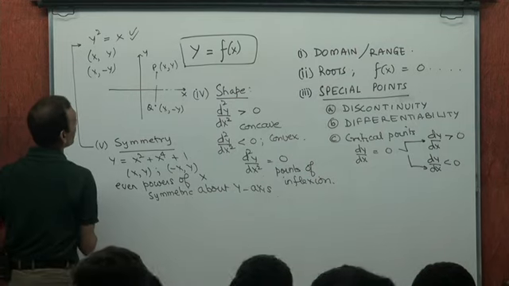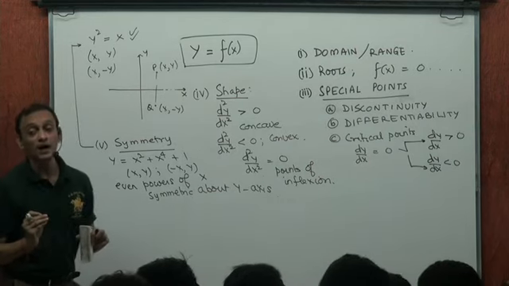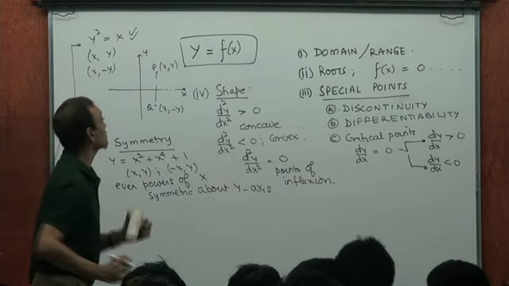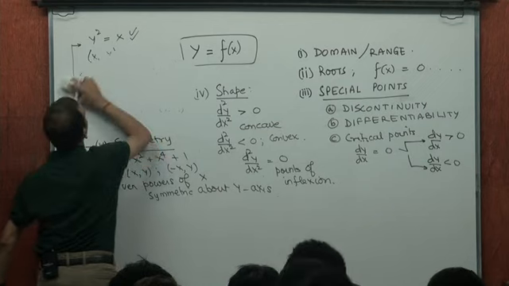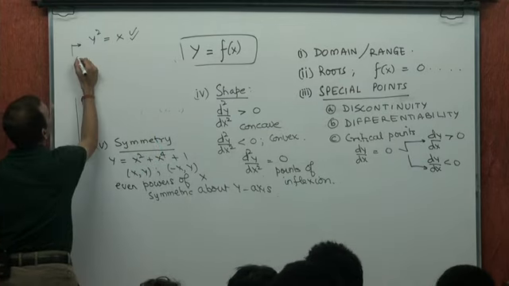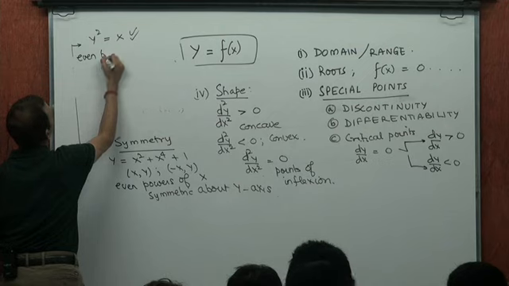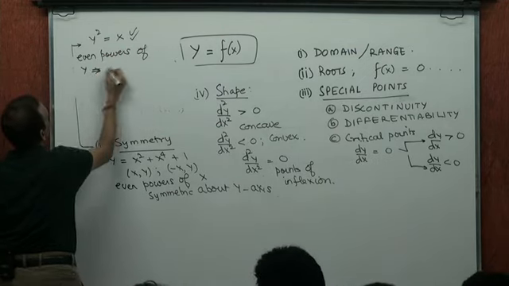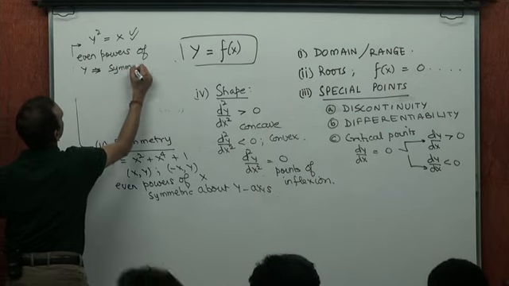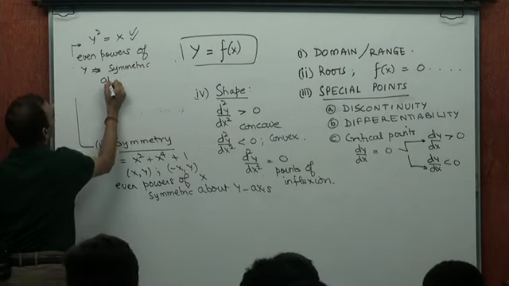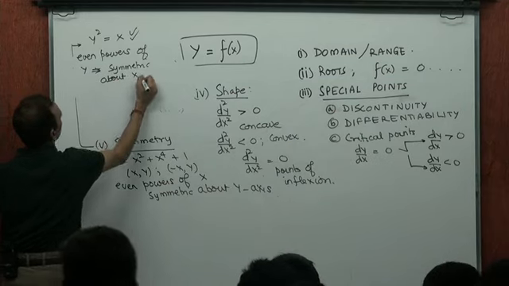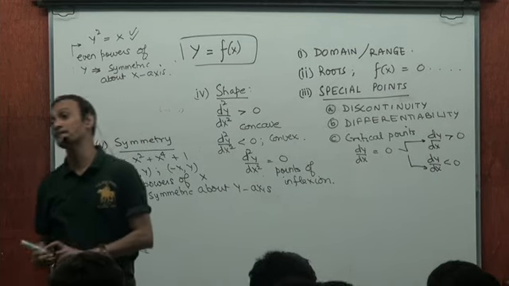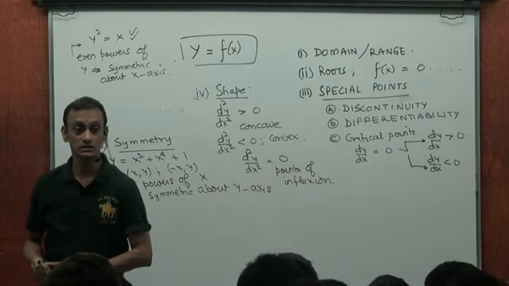And if this happens, if there are only even powers of y, that will cause the curve to be symmetric about the x-axis. Even powers of y will cause the curve to be symmetric about the x-axis. So even powers of x, even powers of y will cause the curve to be symmetric about the x-axis. And if there are even powers of x and y both, then the curve would be symmetric about the x as well as the y-axis, right?